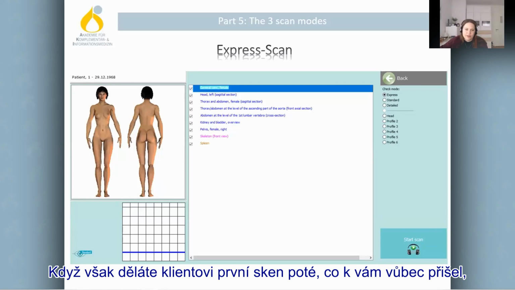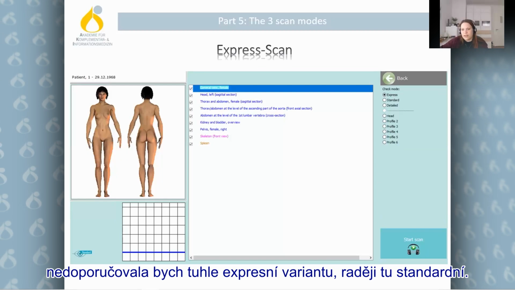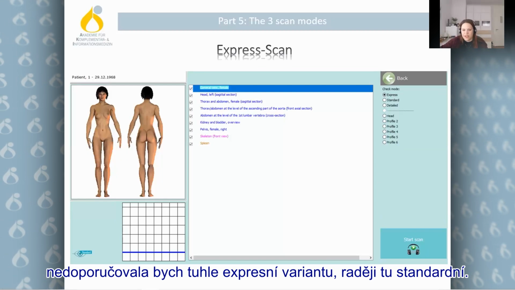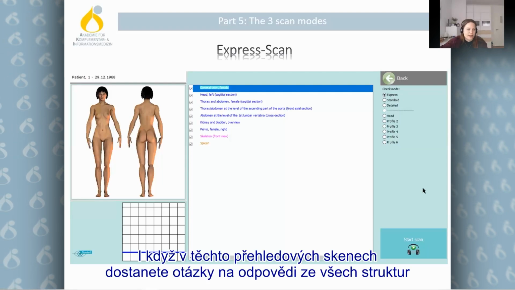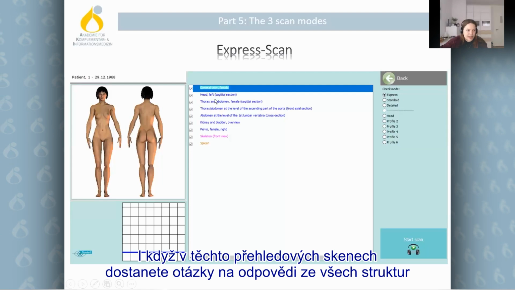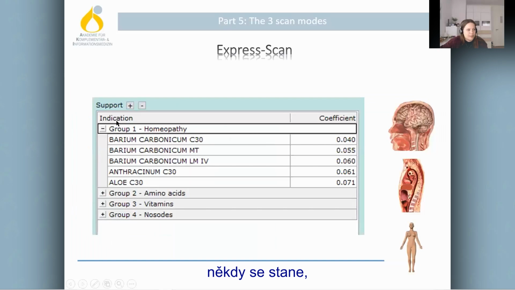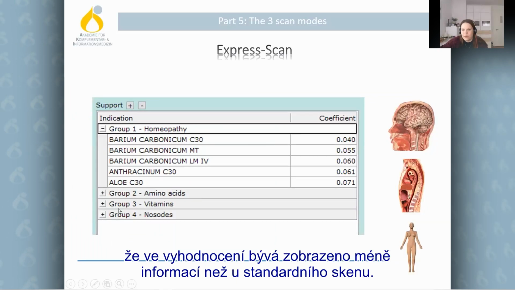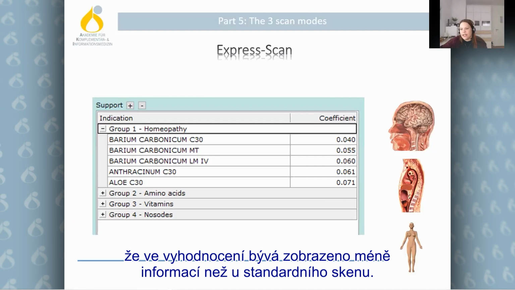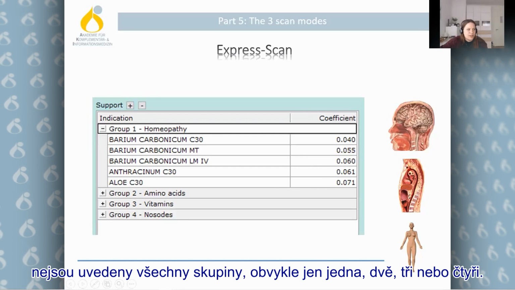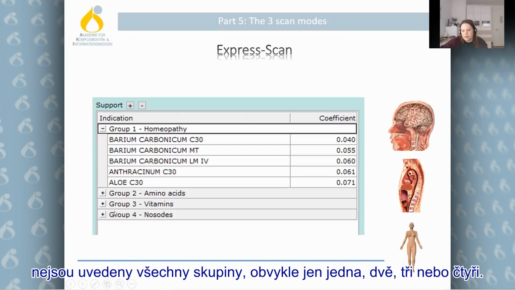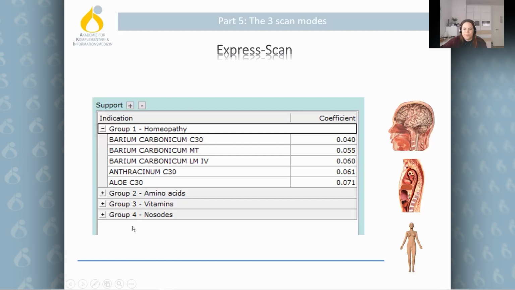But when you do the first scan when a patient comes new to a practice, I wouldn't recommend this express scan. It's more the standard scan I would recommend. Because even if you get all the answers of all the structures in these overview pictures, the evaluation usually lists quantitatively less information than a standard scan. For example, in the support groups, you won't have all groups listed, sometimes just 1, 2, 3, or 4.